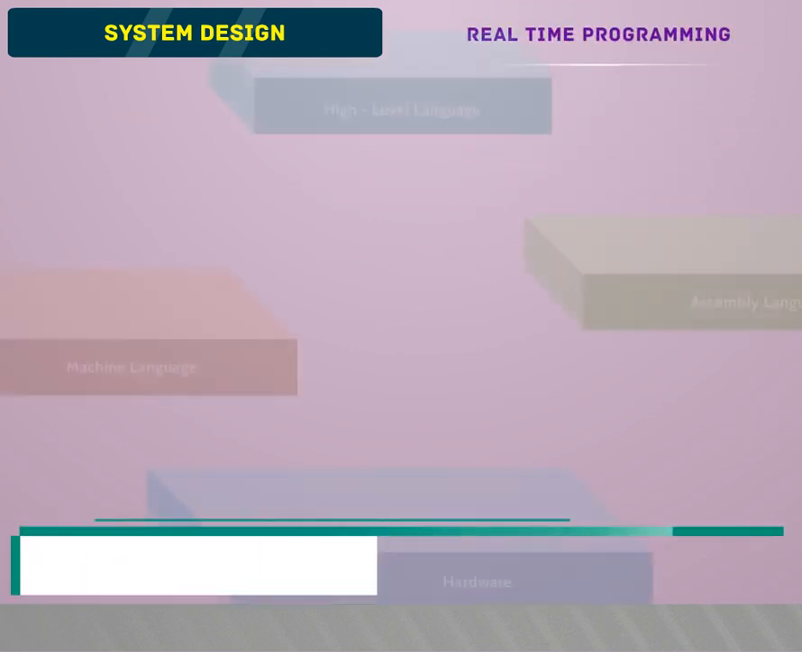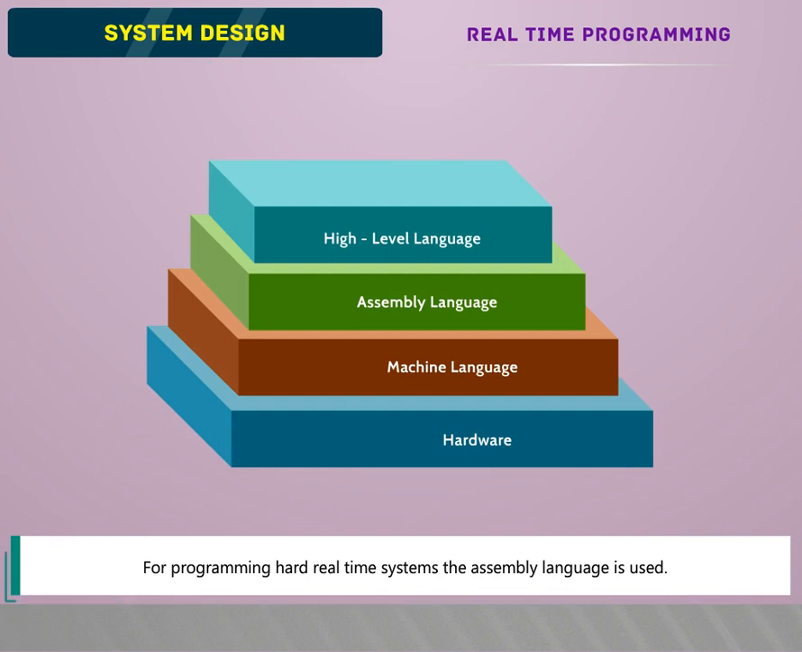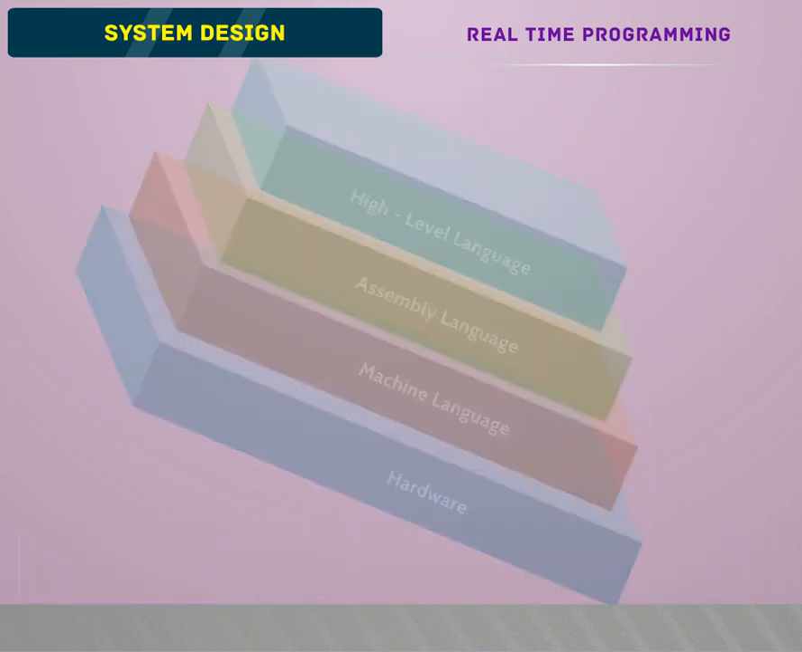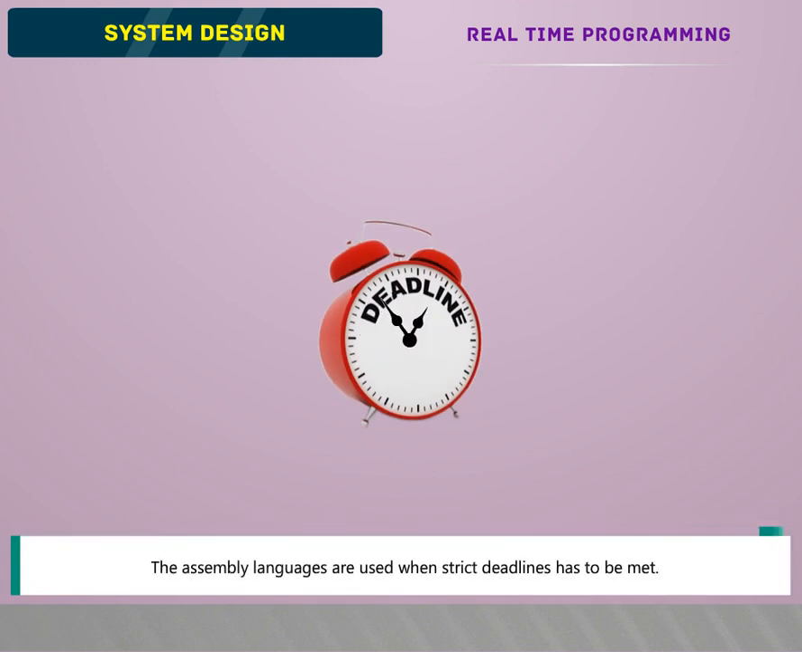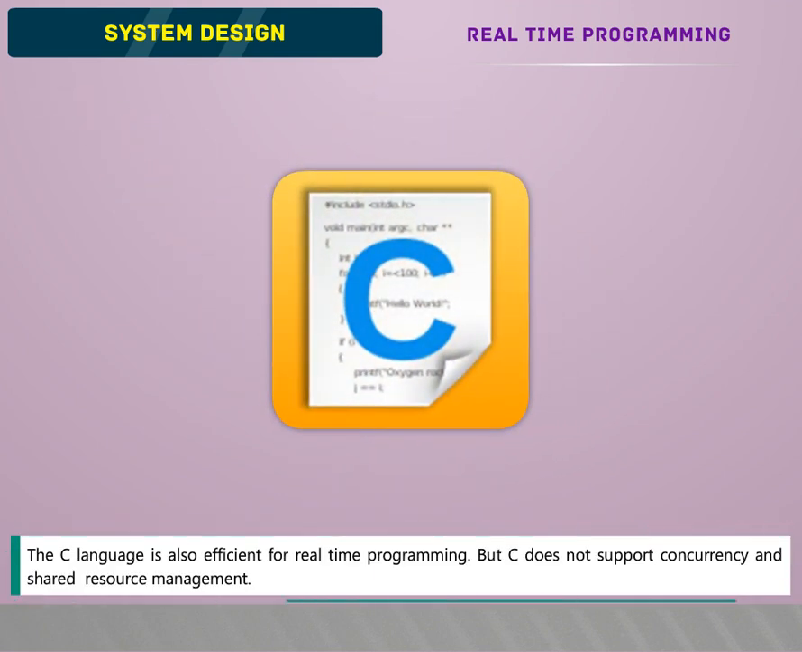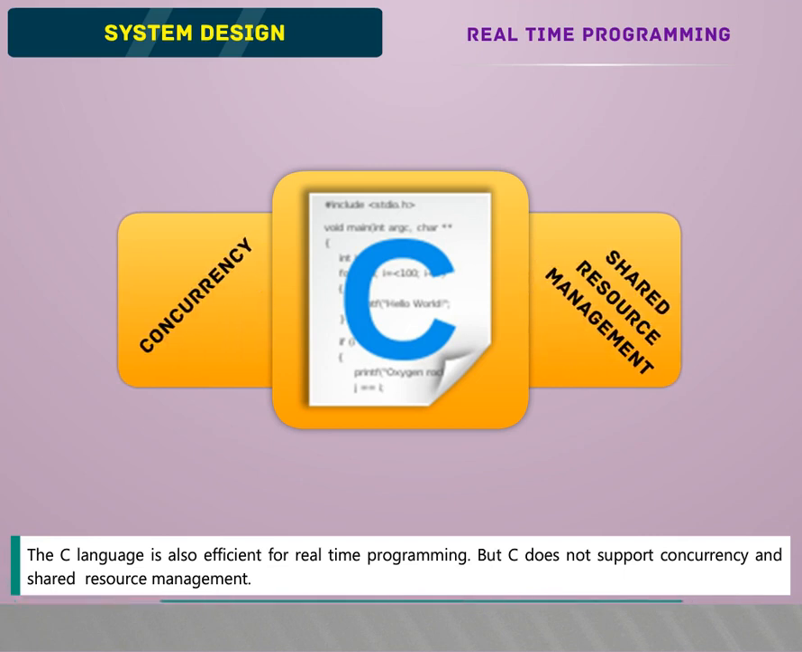Real-time programming. For programming hard real-time systems, the assembly language is used. The assembly languages are used when strict deadlines have to be met. The C language is also efficient for real-time programming, but C does not support concurrency and shared resource management.